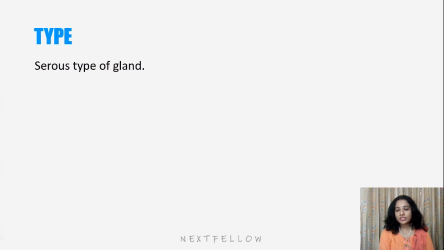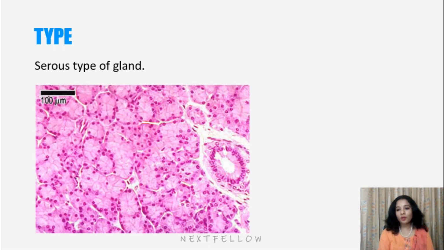Next, histologically, the parotid gland is a serous type of salivary gland, meaning the secretions are watery. We can see a bright pink stain, that is the eosin stain, and we can see the round nuclei. The nuclei are round and located towards the basement membrane, and the cytoplasm is filled with zymogen granules and takes up a bright pink color. So it is a serous type, and as it is an exocrine gland, we can also see ducts. These are the ducts present within the gland.